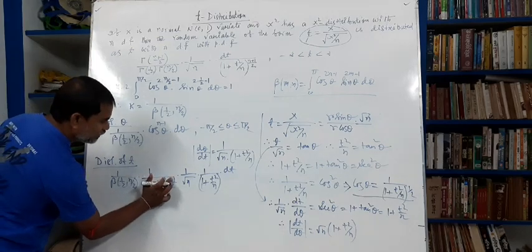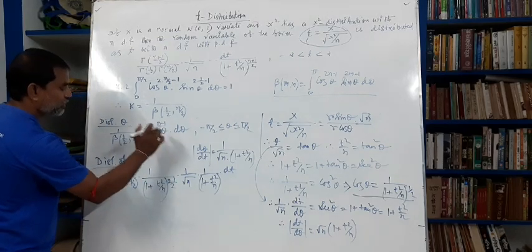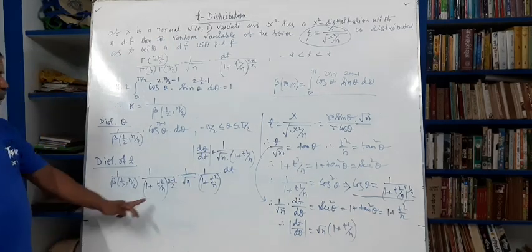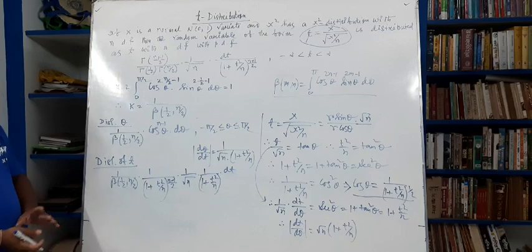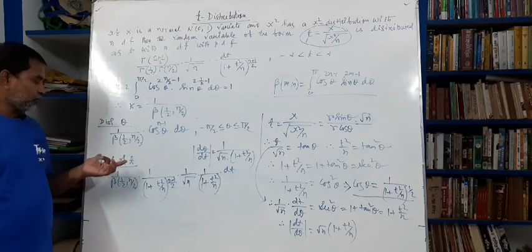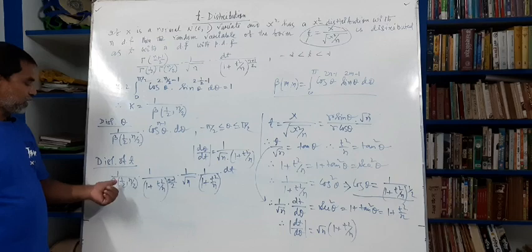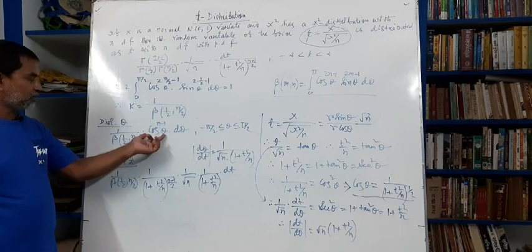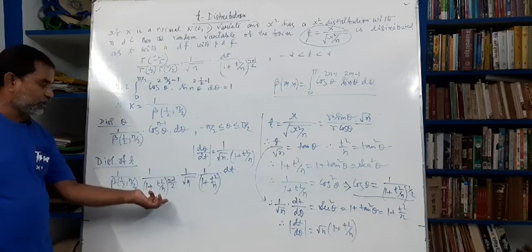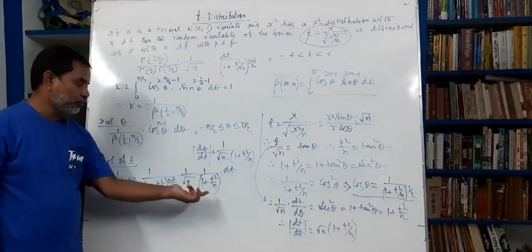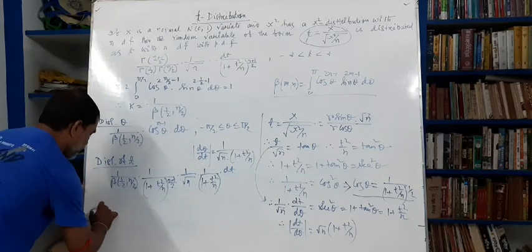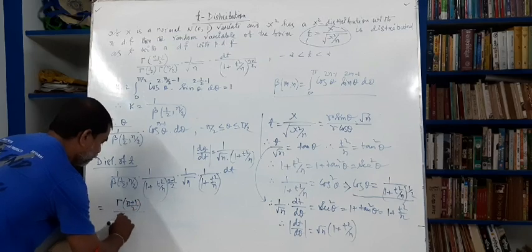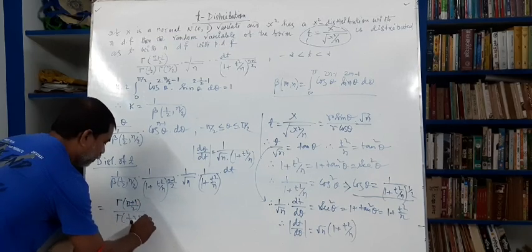Here it is n minus 1, because cos to the power n minus 1 theta, so it is 1 plus t square by n whole to the power n minus 1 by 2. Therefore, from this distribution of theta, we find distribution of t equal to 1 by beta of half comma n by 2, cos to the power n minus 1 theta. From cos to the power n minus 1 theta we get this term, and from d theta we get this, and simplifying we get gamma of n plus 1 by 2 divided by gamma half into gamma of n by 2.